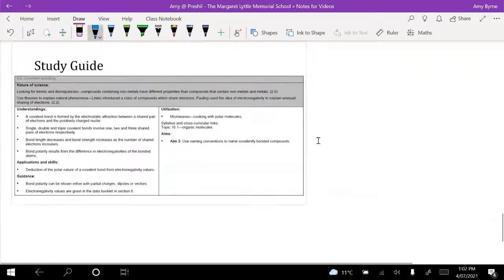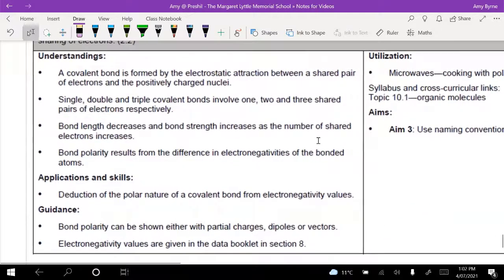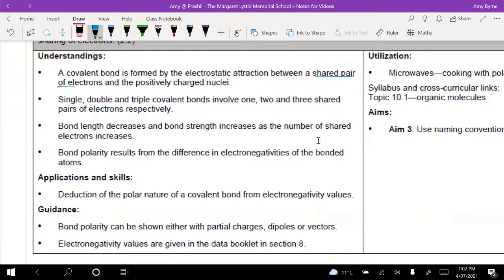So let's look at our study guide and check that we've done everything. We've talked about what covalent bonds are. We're talking about a shared pair of electrons with positive nuclei. We've talked about single, double, and triple bonds. We've talked about bond length and bond strength. And we've talked about bond polarity being a difference in electronegativities.